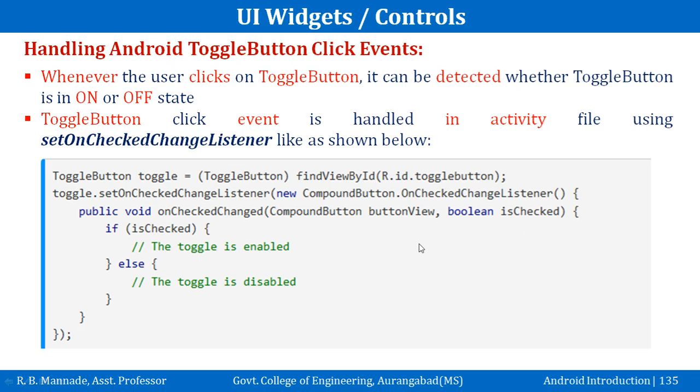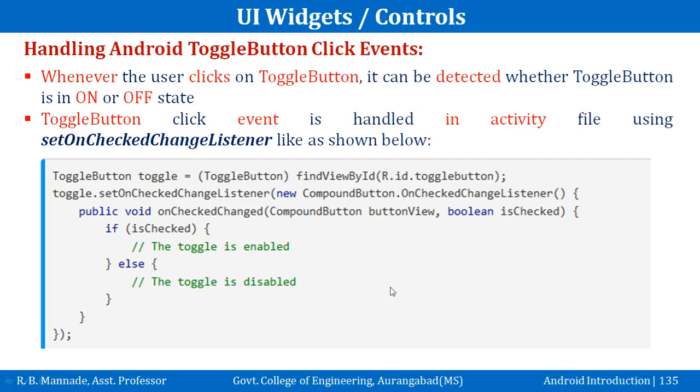And under this particular on checked change listener, the handler method is called onCheckedChanged, and it has again two parameters. The first one is of type CompoundButton and the other is of type boolean. Boolean means true or false. This second variable is very important to detect whether the toggle button is in the on or off state.